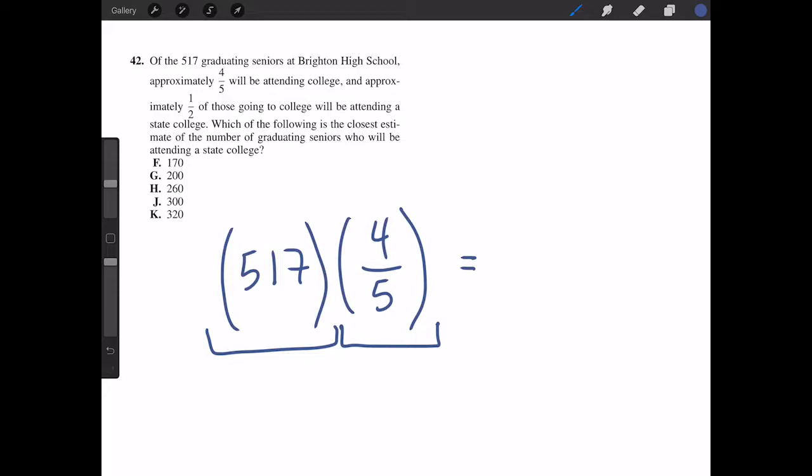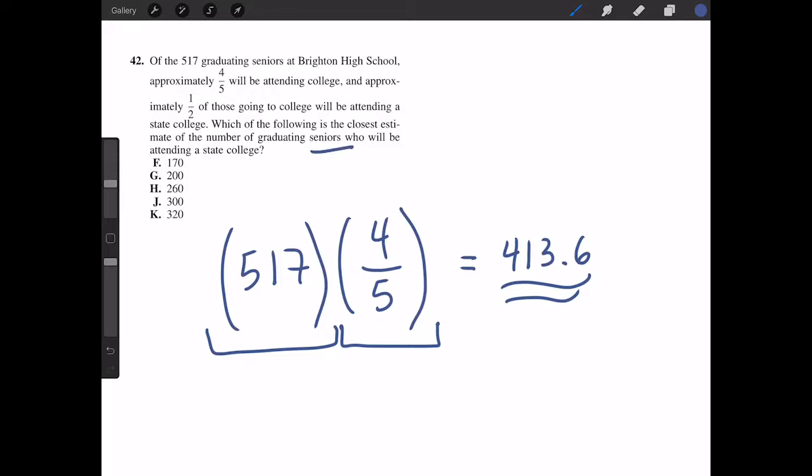Just be very careful how you enter that. Anyways, 517 times 4/5 is equal to 413.6. So approximately 413.6 seniors will be attending college. Next, it says that of those attending college, approximately half of them will be going to state college.